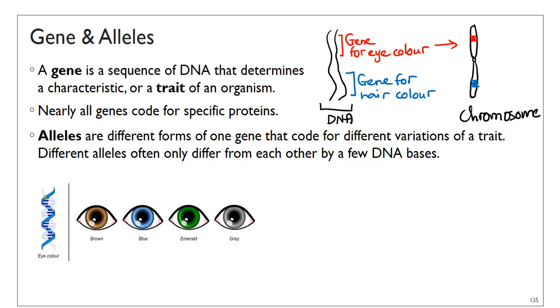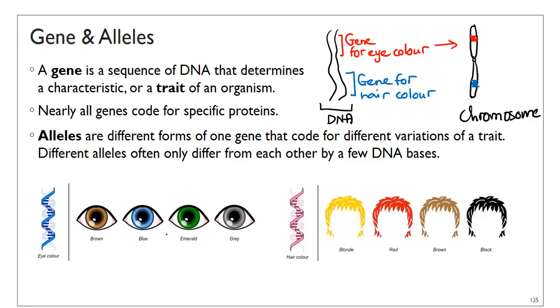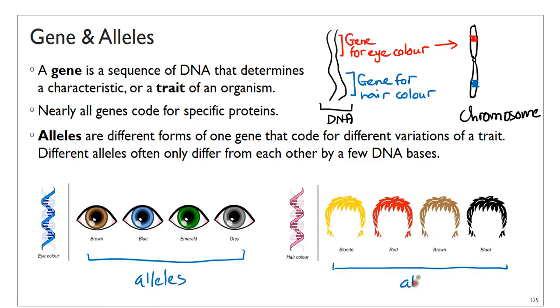You have a gene for eye color, but you can have 4 different alleles: brown, blue, emerald, or gray. And then you can have a gene for hair color, but you can have 4 different alleles. So these are the alleles. In the case of hair color, it could be blonde, red, brown, or black. So alleles are just variations of the same gene.